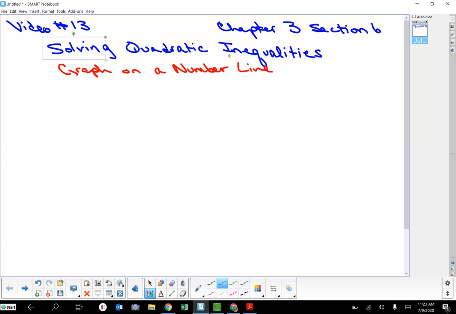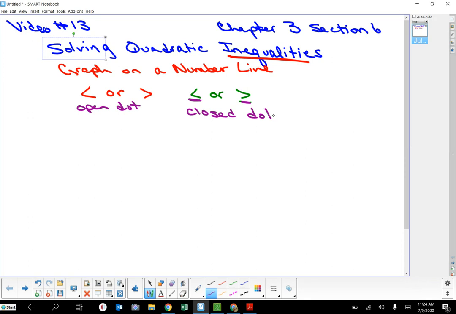So remember, with an inequality, you're talking about less than or greater than, or less than or equal to, or greater than or equal to. On the number line, less than or greater than get represented with an open dot, and the ones with a line under them, the "or equal to", get a closed dot on the number line, right? So that's just a reminder.